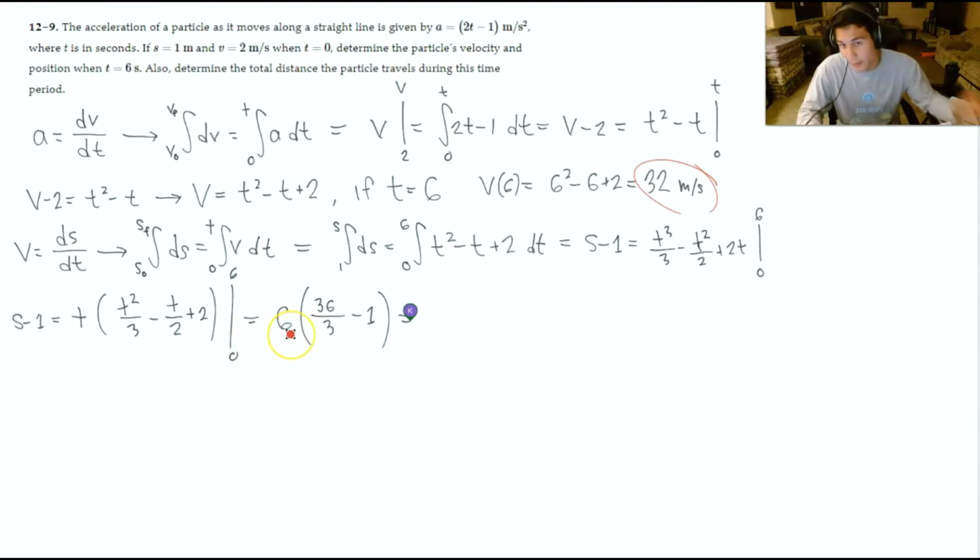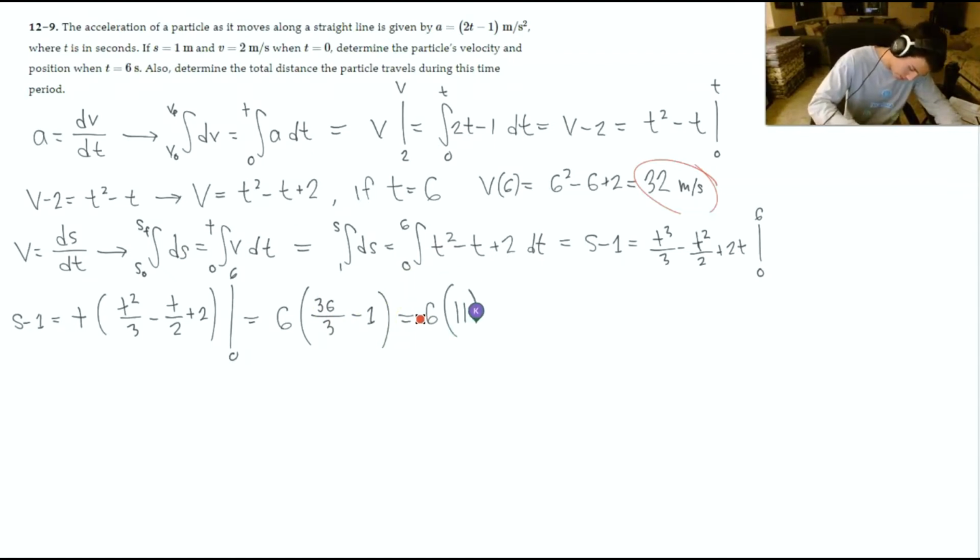36 divided by 3, I don't really know. Well, I do. 30 divided by 3 is 10. 6 divided by 3, okay, this is 12, guys. Yeah, I did not see that for a second. 12 minus 1, I actually panicked right there. 12 minus 1 is 11. I legitimately forgot how to divide 36 by 3.